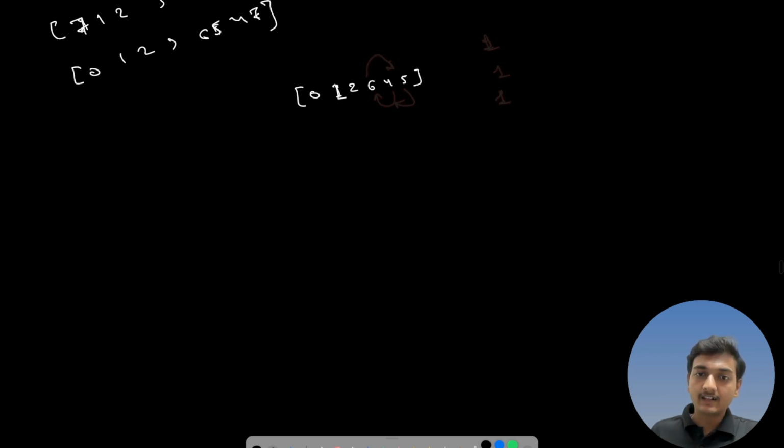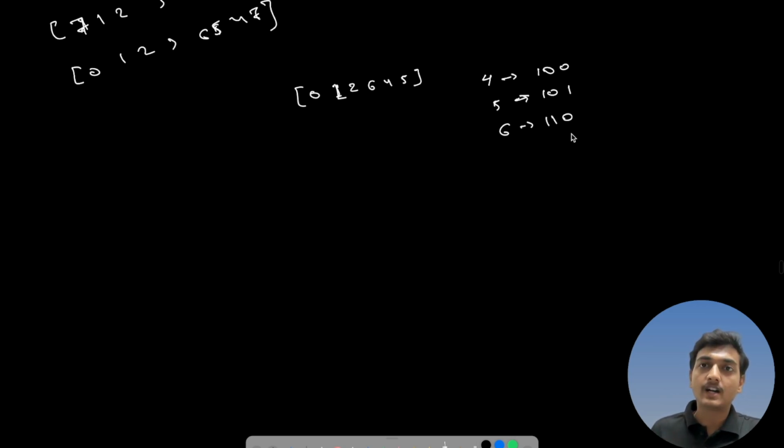Now let me write the bits for this. 4 is 100, 5 is 101, and 6 is 110. So these are the binary representations of these numbers. Now I need to swap these three numbers only. Are you sure that I need to find swaps between these three numbers? Yes, I need to. And I can swap any number of times, right? So I can swap this to this, this to this, this to this. Definitely I can do that. So if I take the bitwise AND of these three, we'll see why bitwise AND worked.